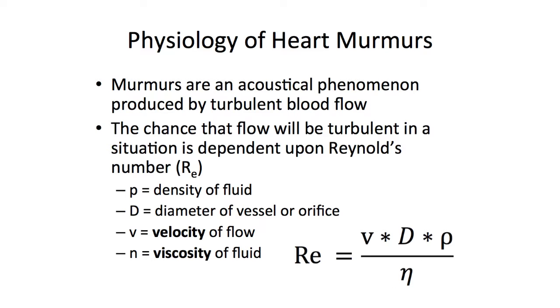Now let's discuss heart murmurs. Murmurs are an acoustical phenomenon produced by turbulent blood flow. The chance that flow will be turbulent in a situation is dependent upon Reynolds number. You don't have to memorize this equation. I'm just using it to kind of show you how these sounds are produced.